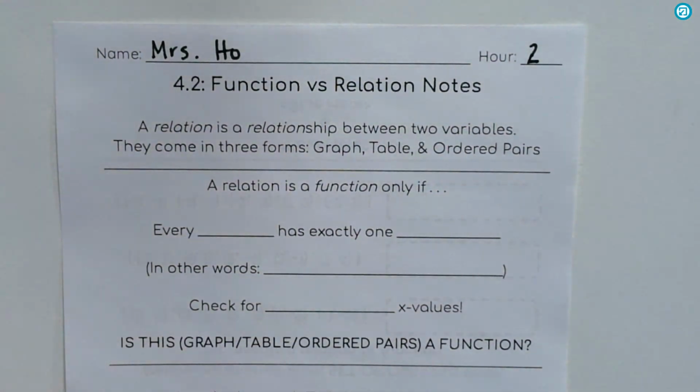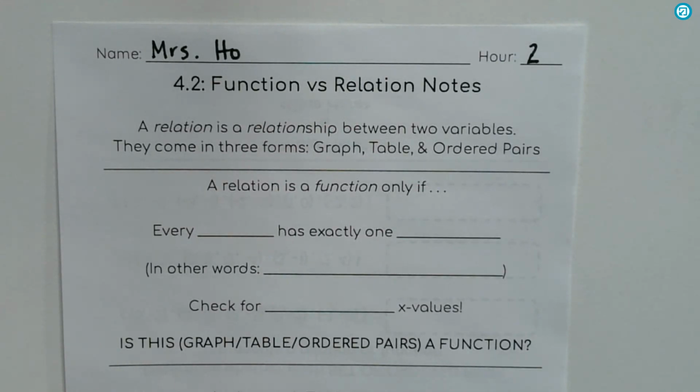Hey, a relation is a relationship between two variables. We will always be looking at relationships between x's and y's. They can be given to you or represented in three different ways: as a graph, as a table, or as a list of ordered pairs. Everything is a relationship if you have x's that are related to y's in some way. But only some of them are functions.